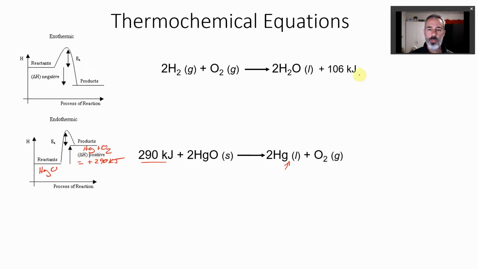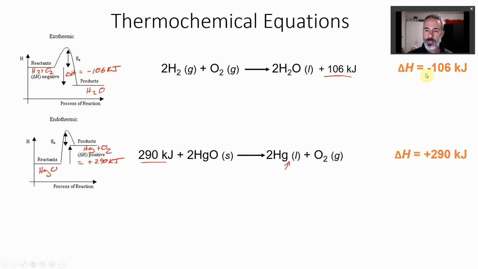Whereas up here, if we put the energy on the product side, notice no negatives ever here. We're saying that these two chemicals, hydrogen and oxygen, are the reactants, and they react to form water and 106 kilojoules of energy, as in this much energy is expelled. So that would be delta H equals negative 106 kilojoules of energy. So if you include it in the reaction, there's never any negative sign.